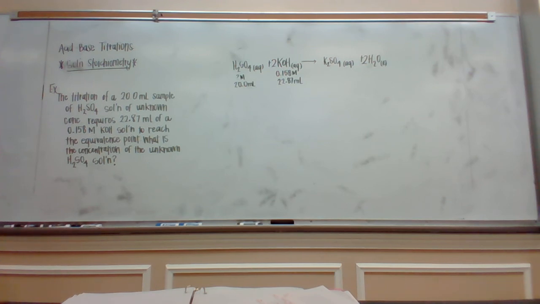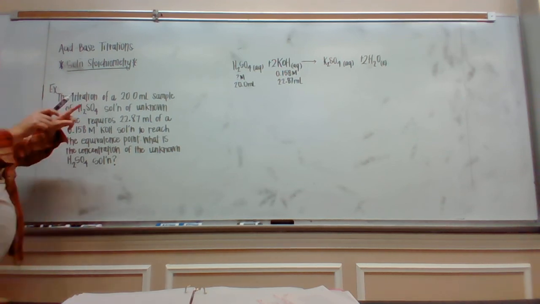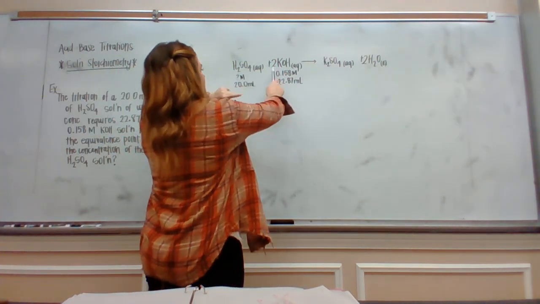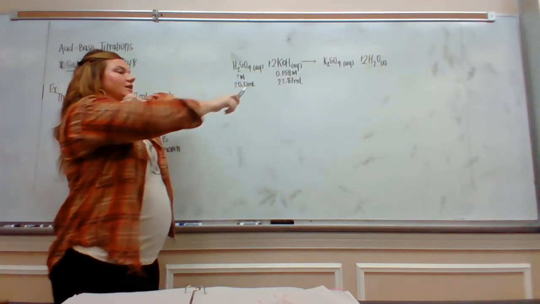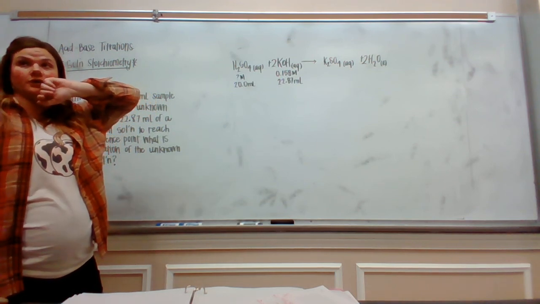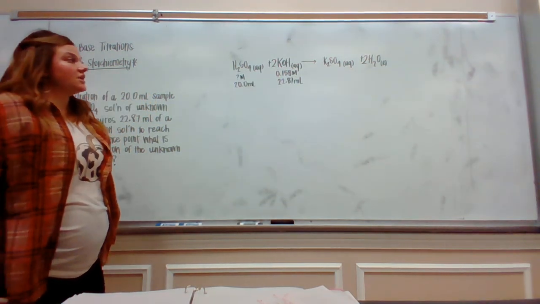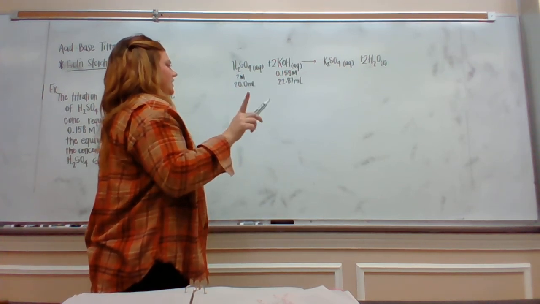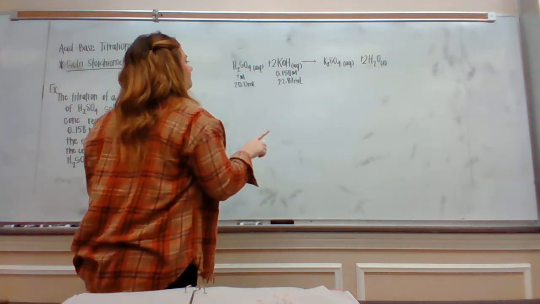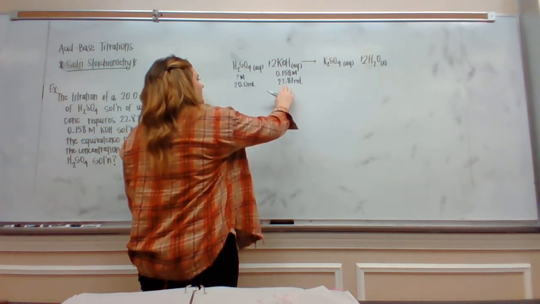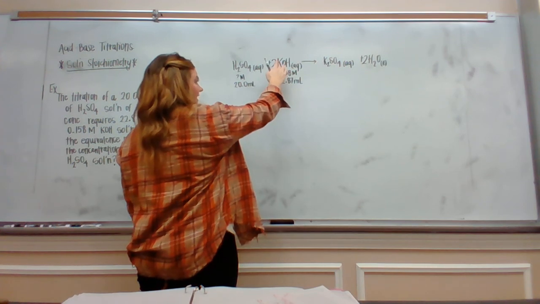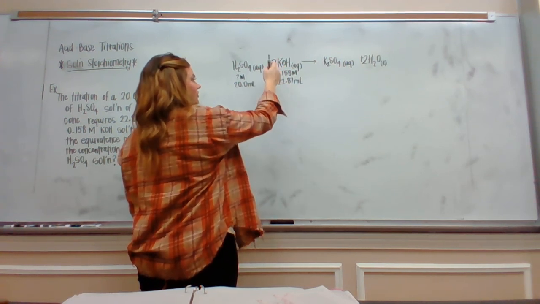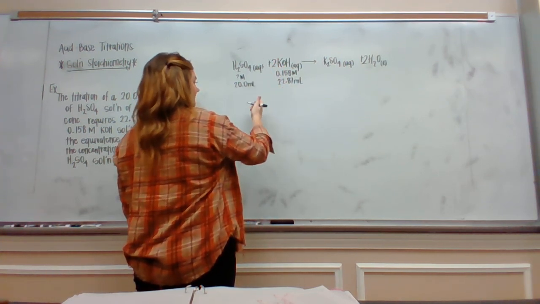Alright, so this is where we have to set up a bridge. The only way we can relate these two reactants is through the mole to mole ratio. You cannot use M1V1 here. It won't work. Okay. So I'm going to show you how to do it, and then I might show you the shortcut if I have time. Let's start with the volume of the base, since we know both its volume and its molarity. Okay.